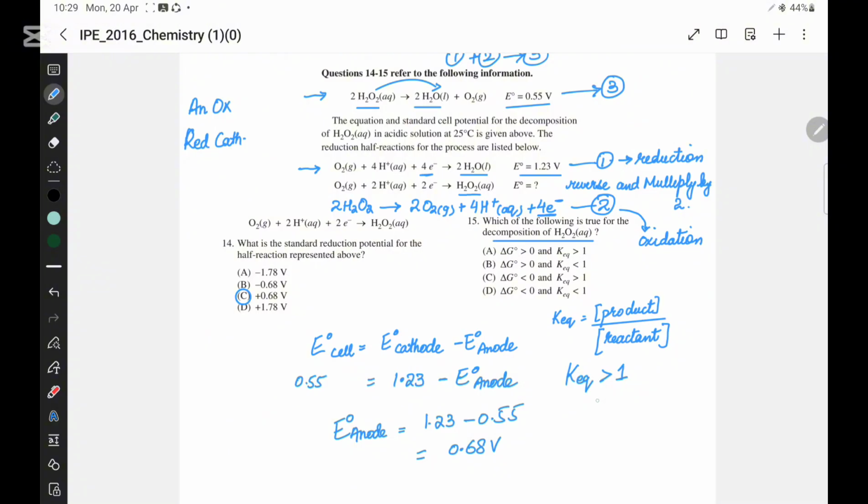And if we say that the reaction is favorable, of course the reaction is favorable, that's why it has to move in the forward direction, then delta G needs to be smaller than 0, because it represents that the reaction is favorable. So our right answer is going to be C.